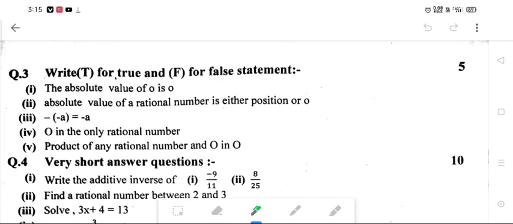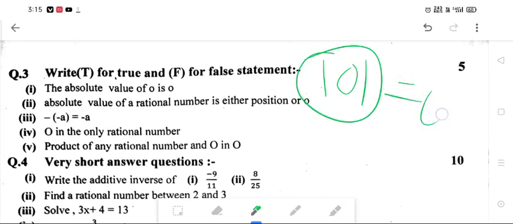The next question is for true and false, so you have to choose the correct statement and decide your assertion. The first is the absolute value of 0 is 0, that is mod of 0. You have to find out mod of 0. What is the absolute value, that is the mod of 0 is 0 or not.